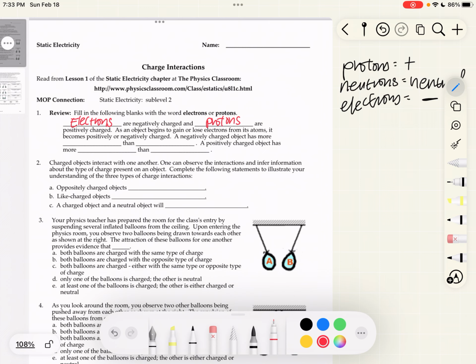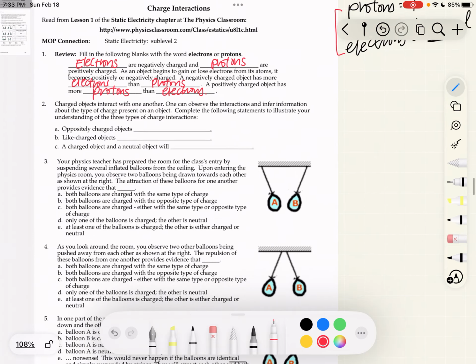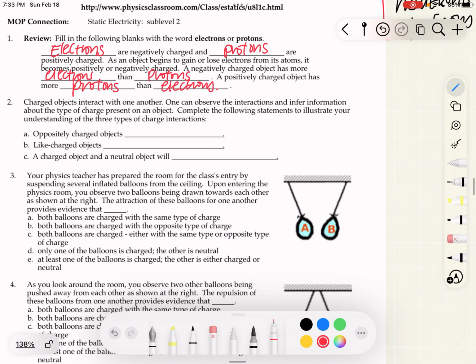And something I'll always tell you guys is literally don't read more than you have to. Okay? A negatively charged object has more blank than blank. Between these two, which one is more negative? Electrons, beautiful. Then protons. And a positively charged object has more protons than electrons. Beautiful.